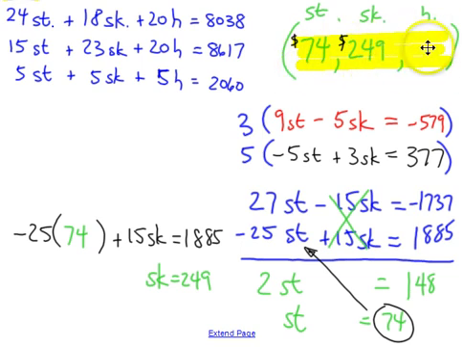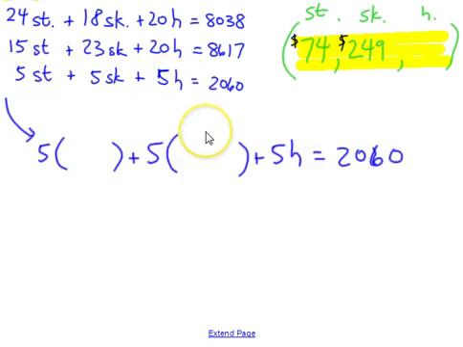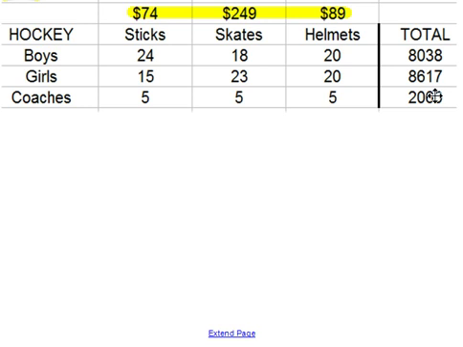Now I've got to figure out the price of the helmets. I don't need the rest of this information any longer, just this up here is all I need. So clear everything out of the way, and plug 74 and 249 into any of these 3 equations. I picked the bottom one here because it has the smallest numbers, seems easiest. Plug those in, and I'm going to find that H equals 89, and that's my final answer there. $74 for the sticks, $249 for the skates, and $89 for the helmets. And that matches what I believe I showed you at the end of class today.